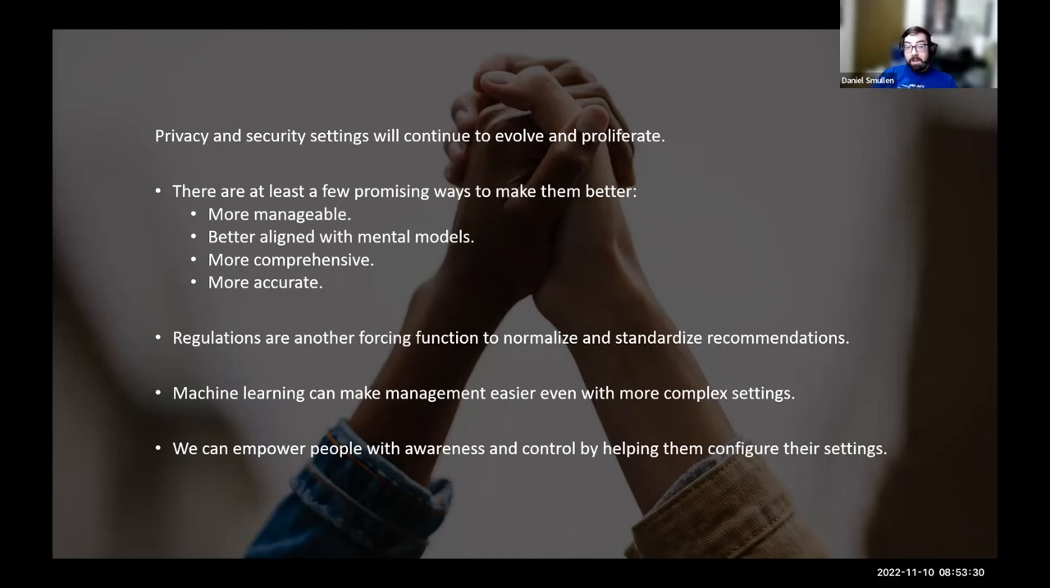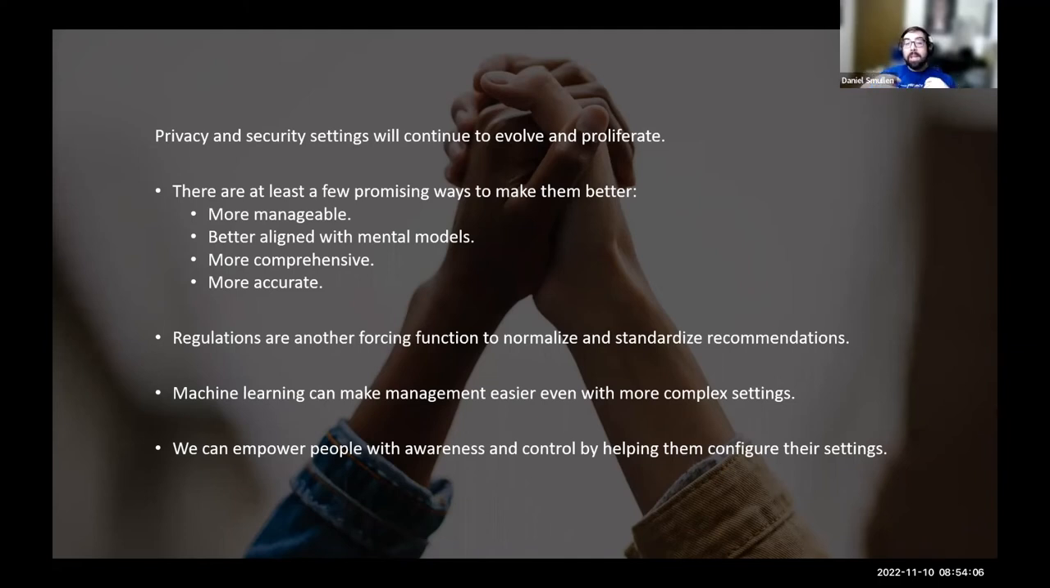We can make them more manageable. We can better align them with how people think about what they want and what they're getting. We can also make them more comprehensive, and we can make them more accurate. I want to point out that regulations are also changing, and companies are subject to regulations. These are a forcing function to normalize and standardize recommendations as well. The research clearly bears out that standardized recommendations and standardized settings are helpful. It's easier for people to understand. And machine learning can make management even easier. I think I showed that.